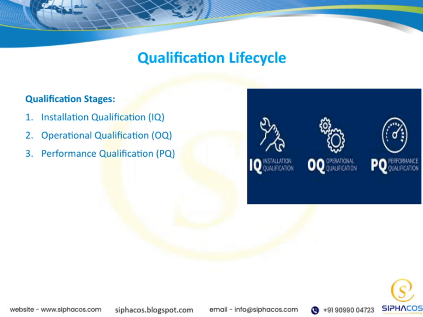Finally, PQ is about confirming that the system consistently produces the desired results in real-world conditions. It's the stage where we demonstrate that the entire process, under typical production scenarios, meets quality standards and specifications. Connecting this to our overall theme, these qualification stages form a continuous cycle of validation and verification, helping us maintain quality, compliance, and confidence in our processes. Each stage builds on the previous one, ensuring that from installation to actual performance, everything functions seamlessly and reliably.